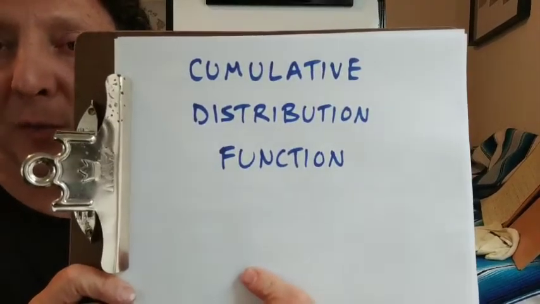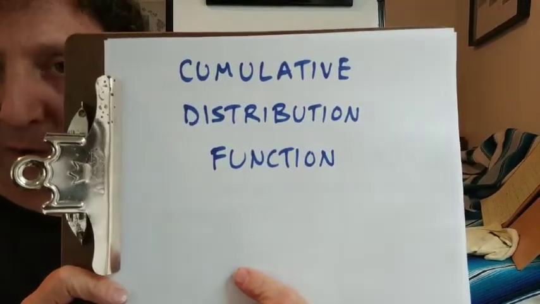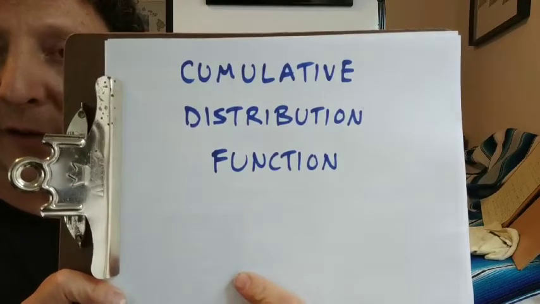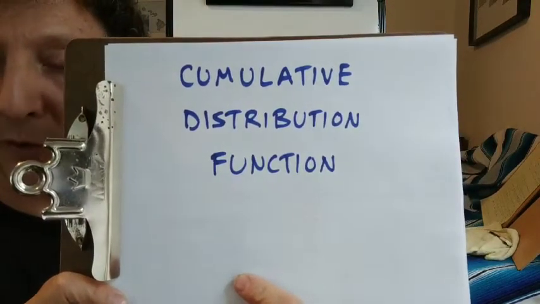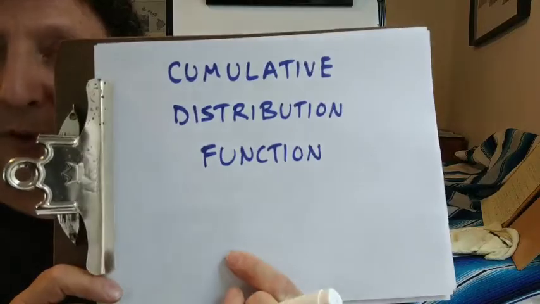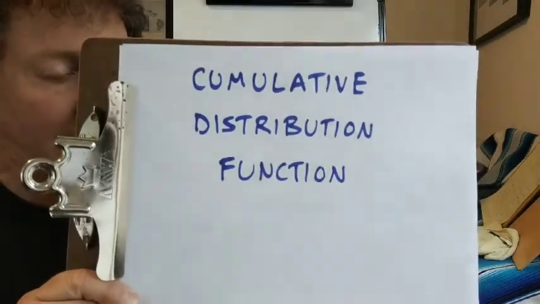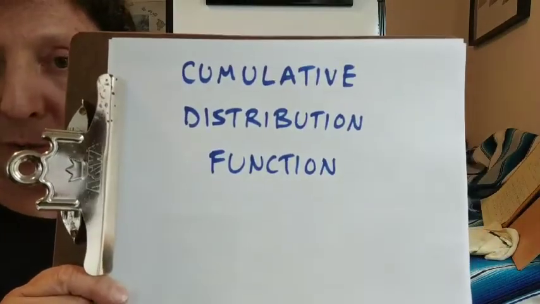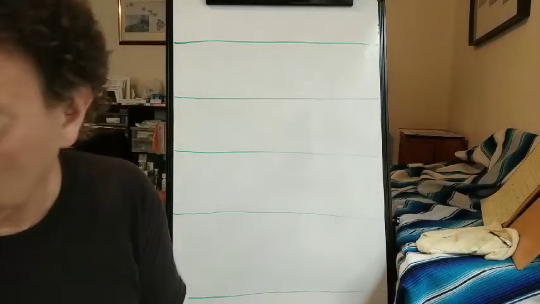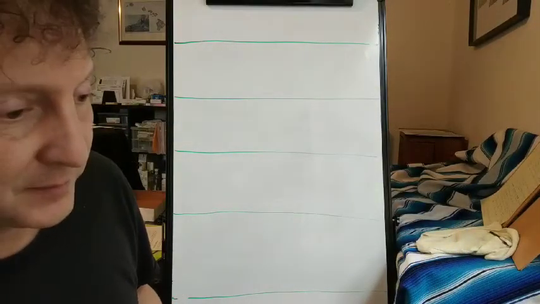Recall that we defined the cumulative distribution function of a random variable to be the function that tells us the probability of the random variable taking a value less than or equal to some number. We can extend this to a function on all real numbers. So let's do an example and graph that function on all real numbers.